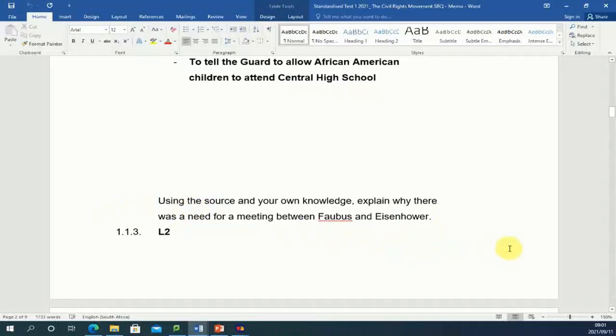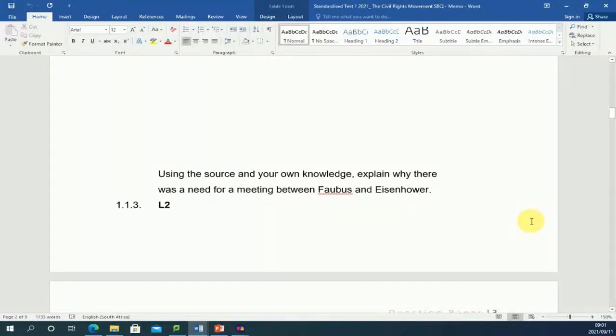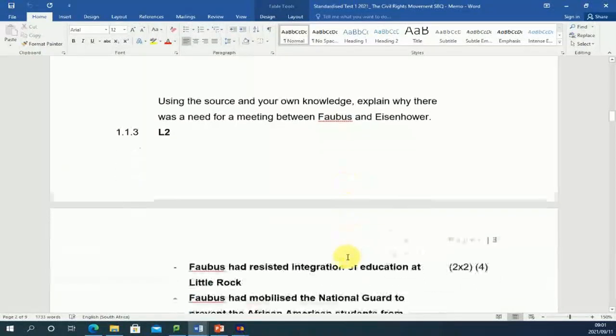Alright, using the source and your own knowledge, okay? So here it asks you to bring in the knowledge that you know, that you've studied. Explain why there was a need for a meeting between Forbes and Eisenhower. And the source doesn't tell us directly what the meeting was about. So in this case, it's a level 2 question because we've got to bring in our own knowledge and we've got to analyze and we've got to compare our own knowledge with the evidence that is in the source.